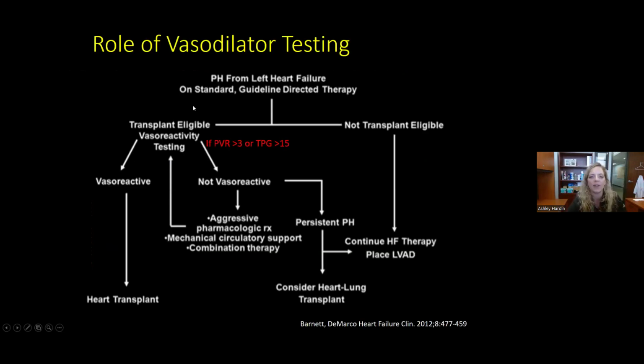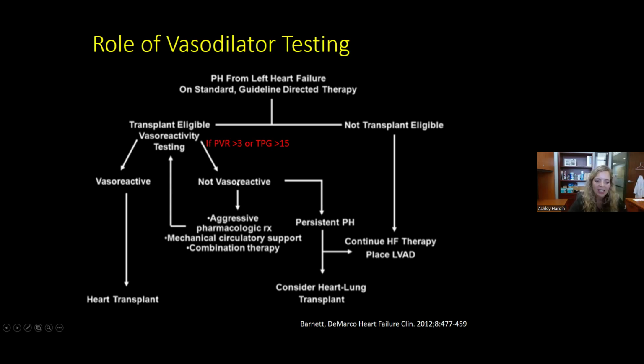And just to give you a little bit of an algorithm, if you have PH from left heart failure on GDMT as much as they could tolerate and they're transplant eligible, you should perform vasoreactivity testing if these patients have a PVR greater than 3 or a transpulmonary gradient greater than 15. If they're vasoreactive, we saw the data on it, probably safe to proceed to transplant.